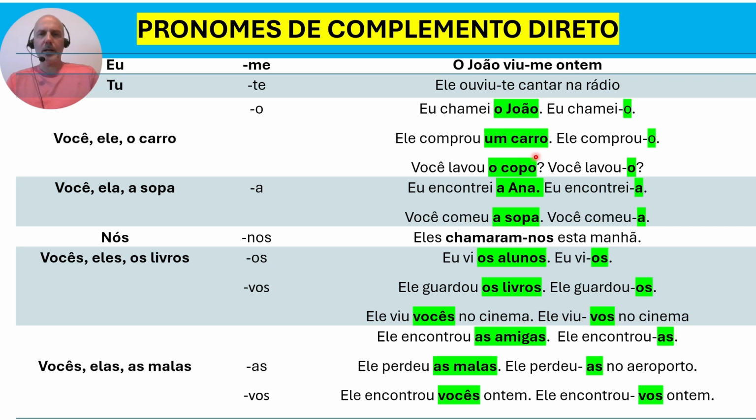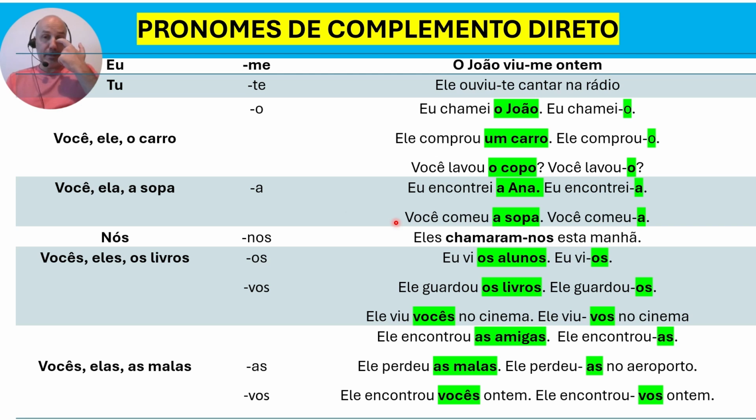Ele comprou um carro. So this o stands for um carro. So he bought a car. He bought it. That's the translation. Você lavou o copo. So you washed the glass. You washed it. So this o stands in this case for o copo. So in English you say you washed it.